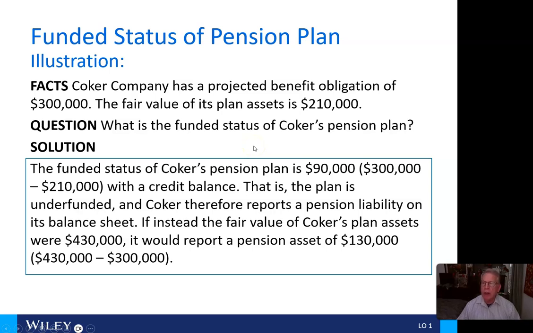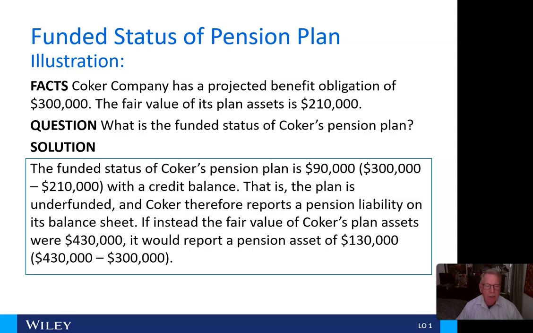Okay, so here's an illustration. The Coker Company has a projected benefit obligation of $300,000. The fair value of its plan assets is $200,000. So what is the funded status of Coker's pension plan? Well, pretty easy to figure here. The funded status is $90,000, and that's with a credit balance. That means that the plan is underfunded here, and Coker therefore reports a pension liability on its balance sheet.